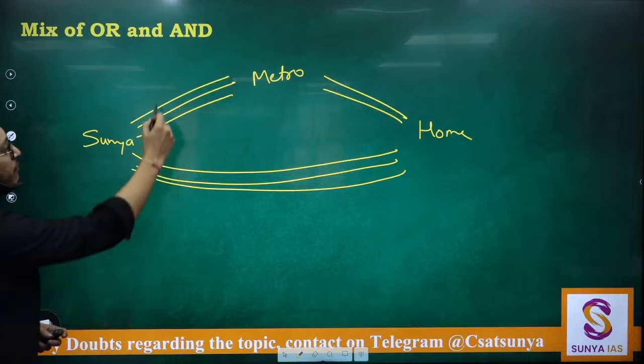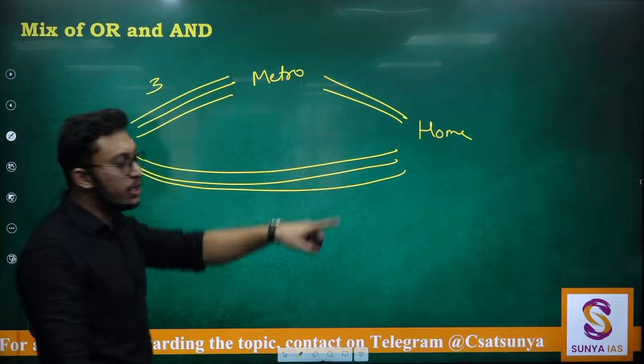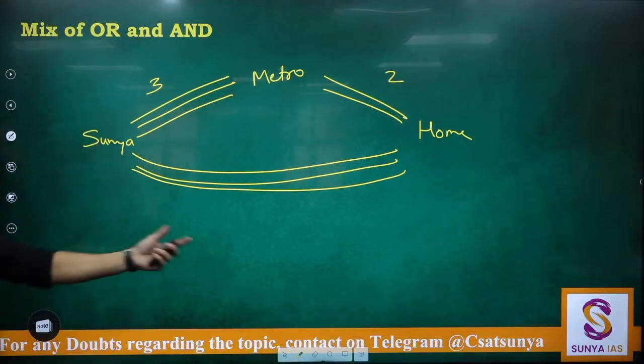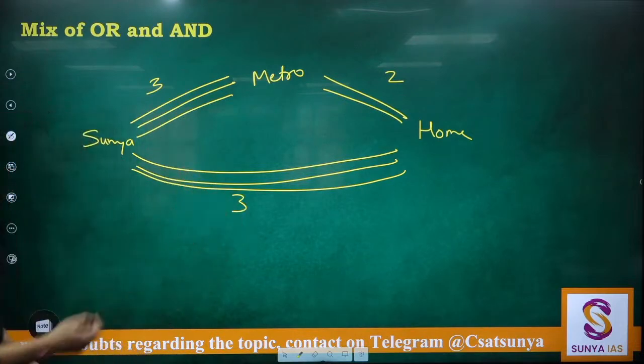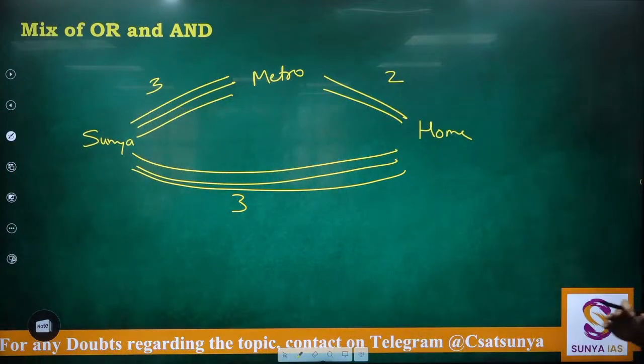Let's say there are 3 ways by which you can go to metro, and then from there you can go to your house by 2 ways, or you can directly go from Shunya to your house. Now tell me how many different ways are there. चलो ठीक है, before I can complete the question आप समझ गए.